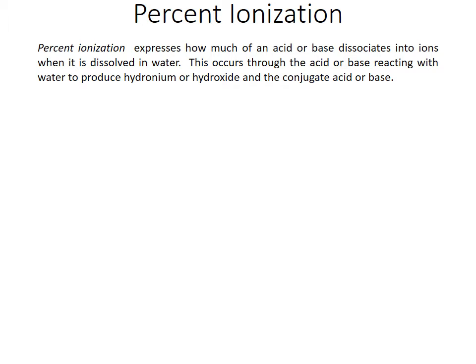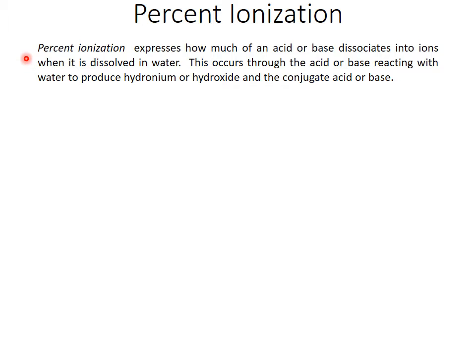Hello, Gen Chem students. I wanted to go over percent ionization in a little more detail because it showed up on a lot of your mud cards today, and I wanted to make sure that we were all on the same page. So to begin with, percent ionization expresses how much of an acid or base dissociates into ions when it's dissolved in water. This occurs through the acid or base reacting with water to produce hydronium or hydroxide and the conjugate acid or base.